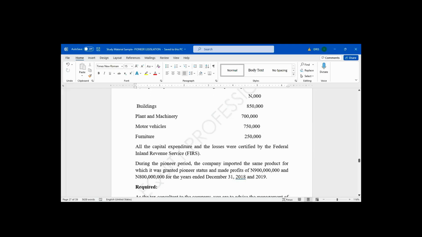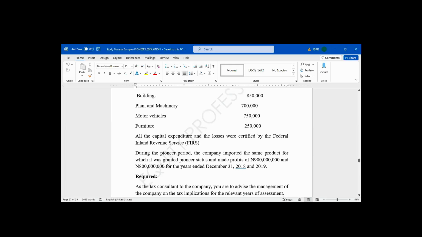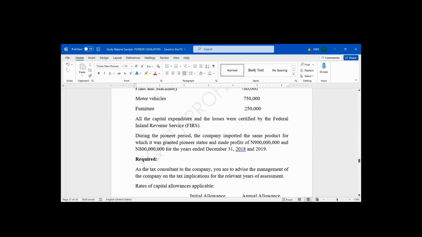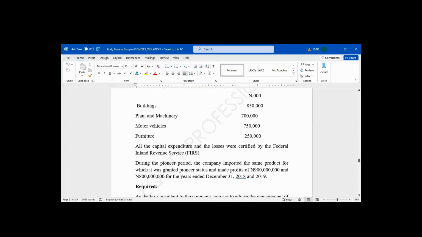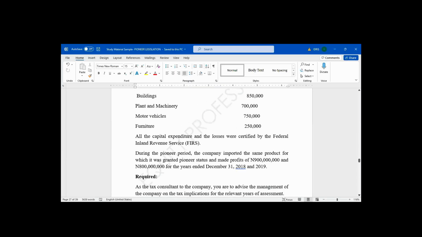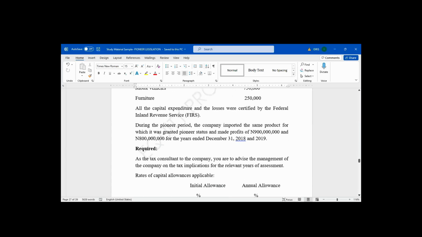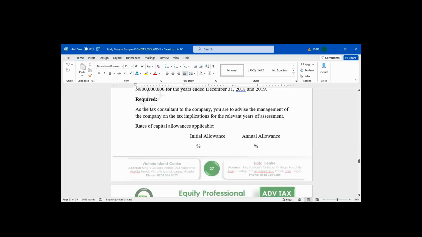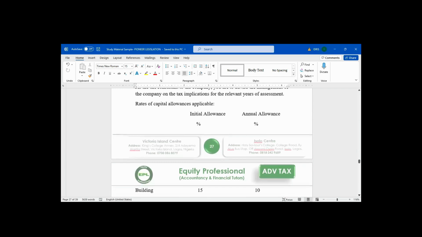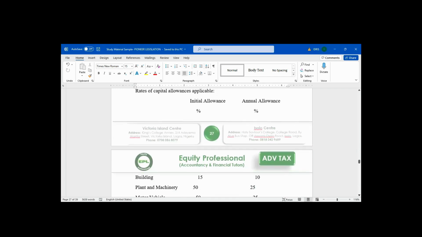During the pioneer period, the company imported the same product for which it was granted pioneer status and made profits of 900 million and 800 million for the year ended December 31st, 2018 and 2019. Required: as the tax consultant to the company, you are to advise the management of the company on the tax implication for the relevant year of assessment. All figures assumed to be correct, sir. Thank you very much.